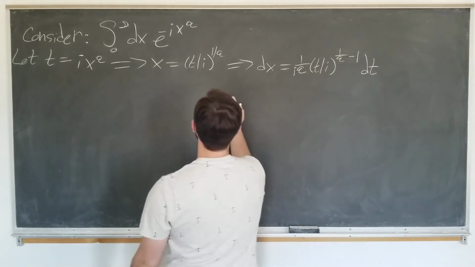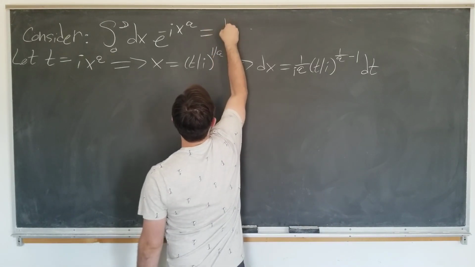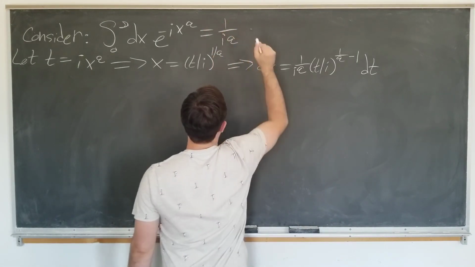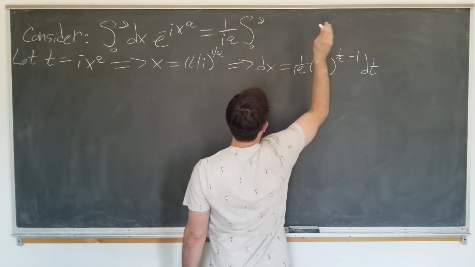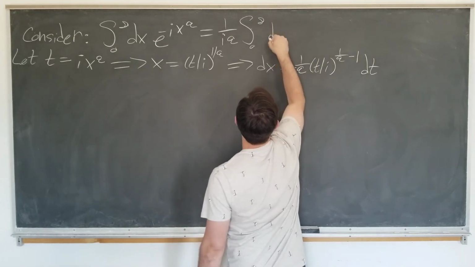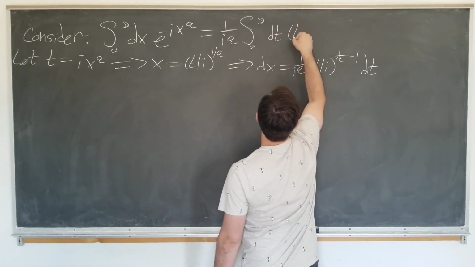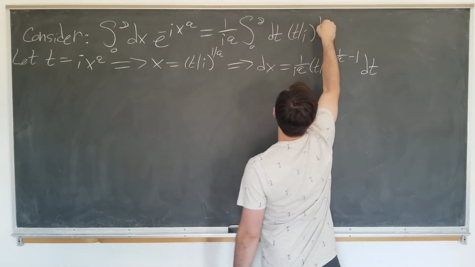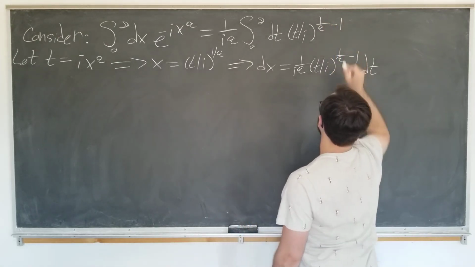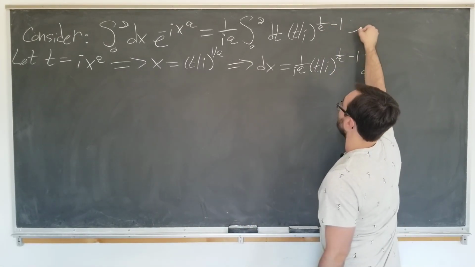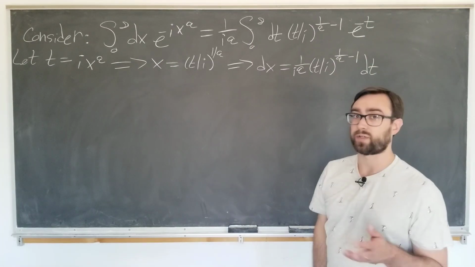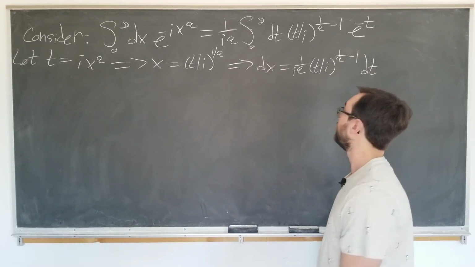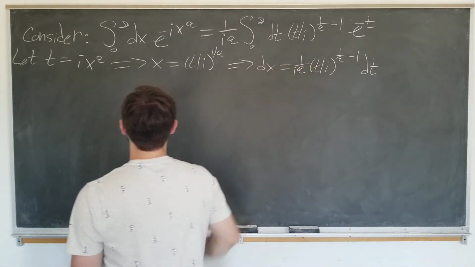Okay, so now we just plug stuff in. We have 1 over ia coming out front, and we have the limits that don't change. And now we have dt, we have t over i to the 1 over a minus 1 power. And now we have e to the minus t. So it's already looking pretty familiar. We're going to do a further simplification here.